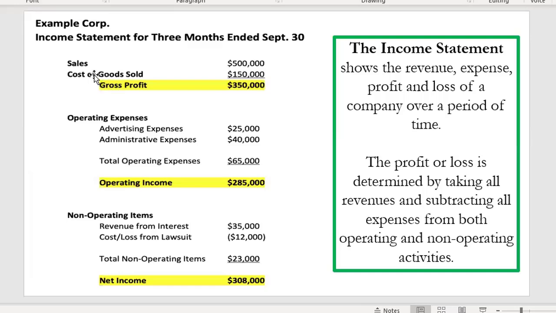All right, so this is what an income statement looks like. As you can see, it shows you the cost of goods sold that we talked about previously. It shows you the gross profit, the operating expenses, non-operating expenses, and it shows you the net income. So the income statement shows the revenue, expense, profit and loss of a company over a period of time. The profit or loss is determined by taking all revenues and subtracting all expenses from both operating and non-operating activities.